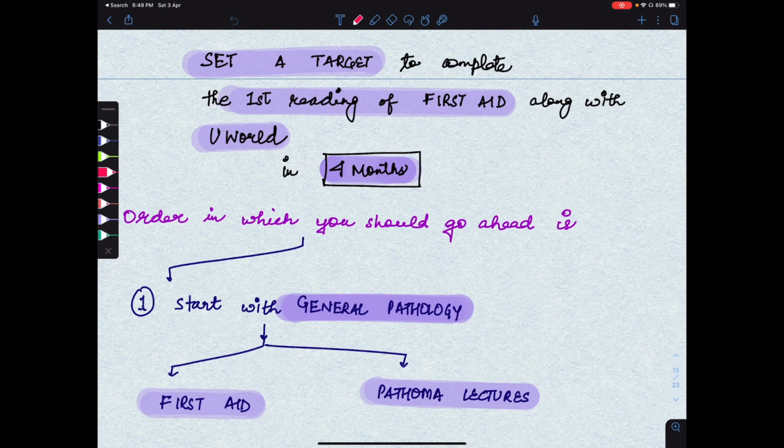So in the previous video, I told you how to start with your USMLE journey. First of all, you should have a firm decision that you want to go to the US, and the second thing is that you should have the right resources. The third thing is that you should have your ECFMG ID.